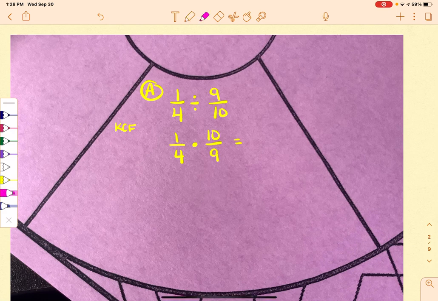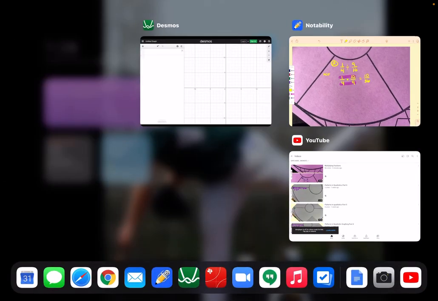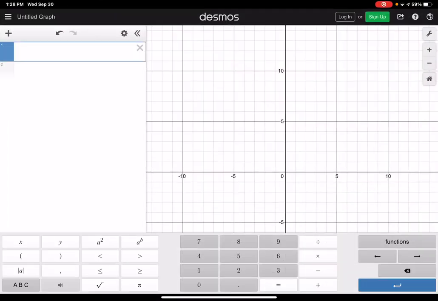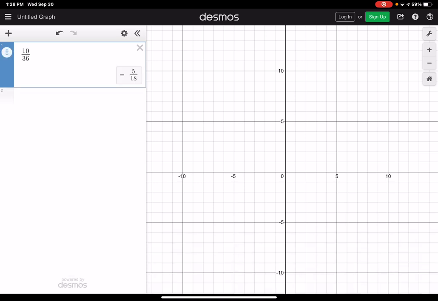Now the good news is if we do that, we already know how to solve these. We just multiply across. So 1 times 10 will be 10, and 4 times 9 will be 36. Now, we need to take this piece and put it into Desmos to see if we can get it to reduce it all. So we have 10/36, which is going to reduce to 5/18.